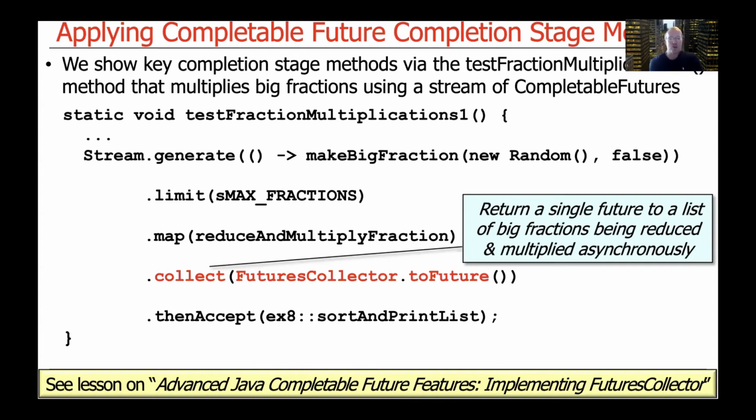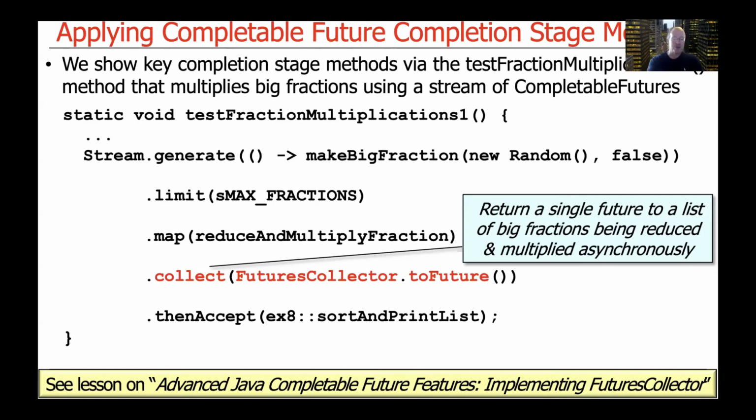And so what the collect method is going to do, it's going to work in conjunction with a custom collector that we're going to write, and we'll talk about shortly, called the futures collector. And the futures collector is going to end up creating a single completable future that when it is triggered will contain a list of the results of all the asynchronous completable futures that we're running in the background, doing the reduction and multiplication operations. So we get back a single completable future that will ultimately yield a list of big fractions that have, at that point, when it's triggered, been reduced and multiplied. And that's the final result we're going to get.